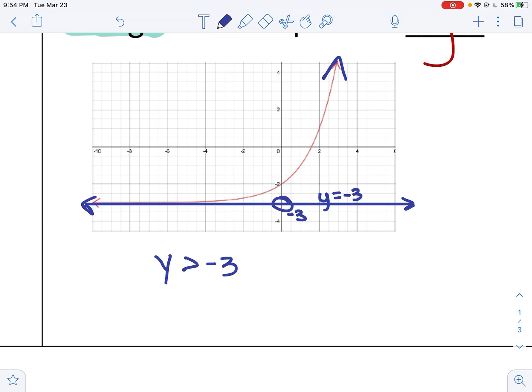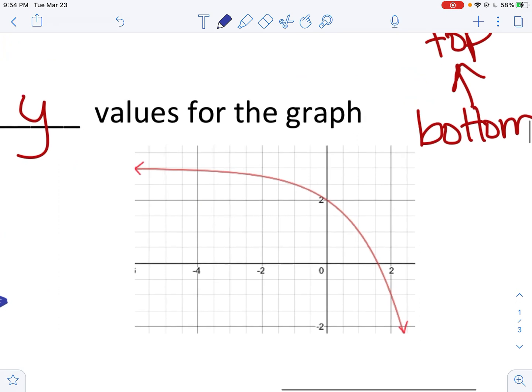Now the reason we do not put a line underneath is because you never actually touch the asymptote, and the asymptote's at -3. So it gets so close to it, but it never can touch -3. So for the range, we will not have the "or equal to" attached to it. Okay, looking at the next one.